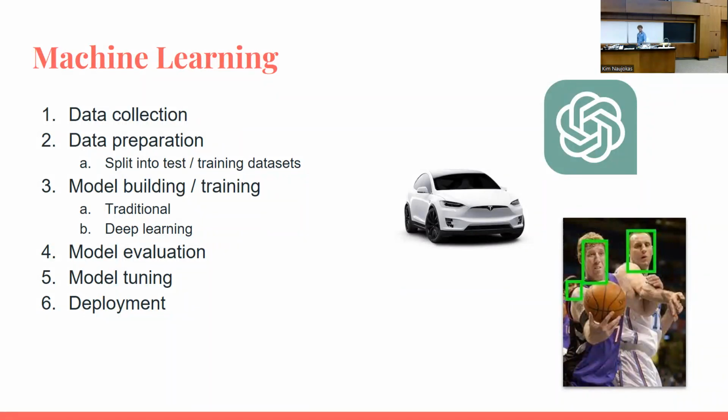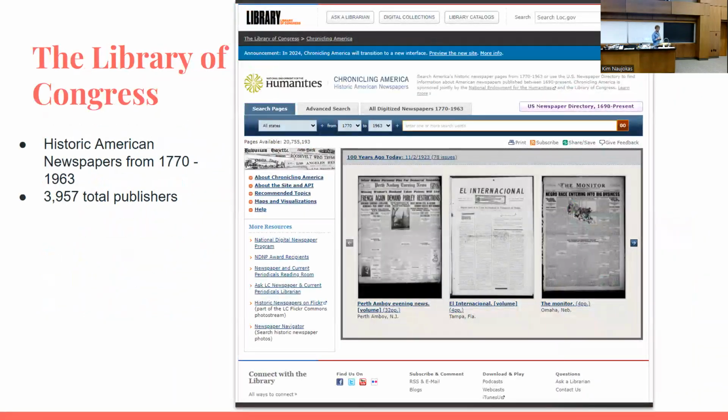Okay, so when we started collecting our data, our team decided to use the Library of Congress to gather all of our samples. The Library of Congress has a lot of stuff, but what we're mostly concerned with are the historic American newspapers on the Library of Congress's website. These newspapers' publishing dates range from 1770 all the way to 1963. I don't know why 1964 was a cutoff date, but apparently it was. And they have almost 4,000 total publishers as well.